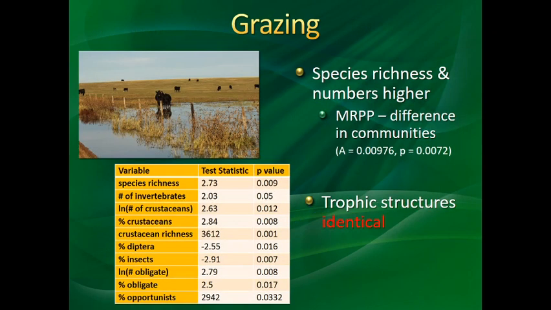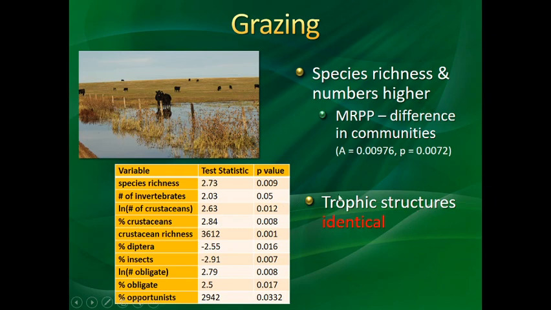agriculture. But what we saw is that grazing kind of had this opposite impact, where the playa wetlands that had cows active in the pond or recently in the pond, there was higher species richness and more invertebrates, more bugs in the water. And the communities were different. There was just more going on in these grazed wetlands. But the trophic structures themselves were identical.